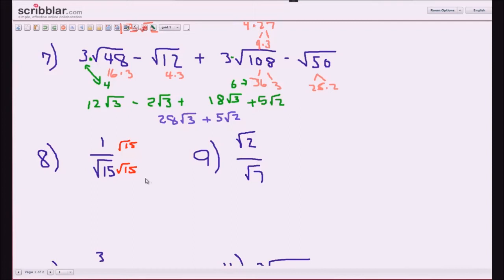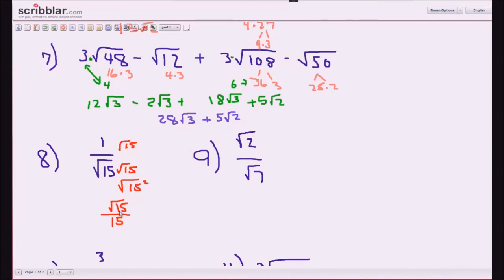And now what that does, and that's kind of like saying, hey, on the bottom I have root 15 squared. And square root and square, they're inverse operations, so they cancel each other out. So in the bottom, we're left with 15. And in the top, we're left with root 15. Now don't be tempted to try to cancel out those 15s. Don't do that. Because one is in the square root sign, and the other is not, which means you cannot cancel those. But that's a rationalized denominator.